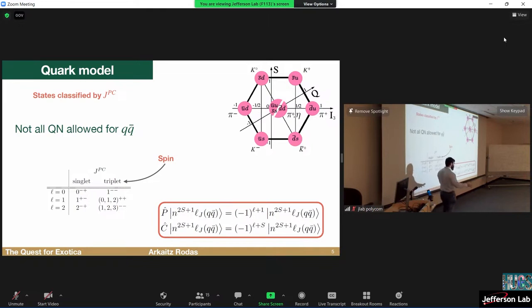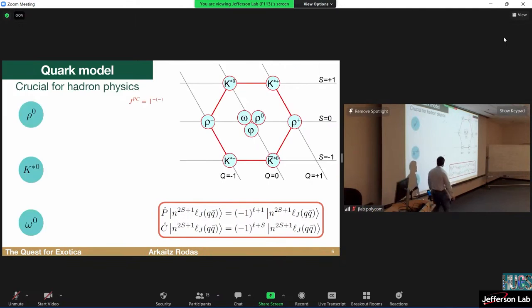Hybrid meson is a strong word here because a big chunk of the experimental program in this building is devoted to hybrid mesons. The detector upgrade GlueX is devoted to hybrid mesons, so we'll play with that.